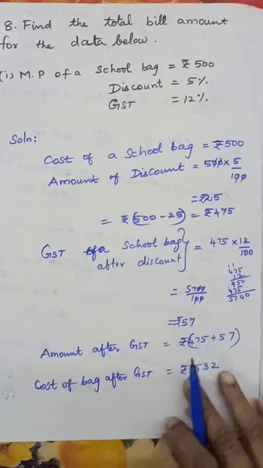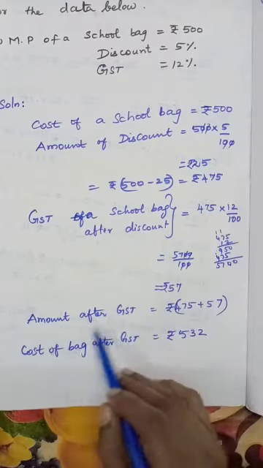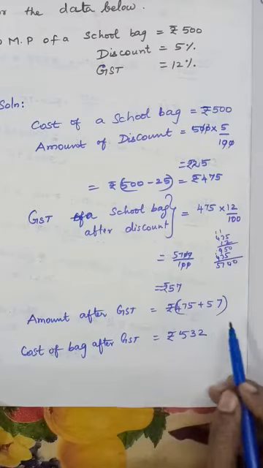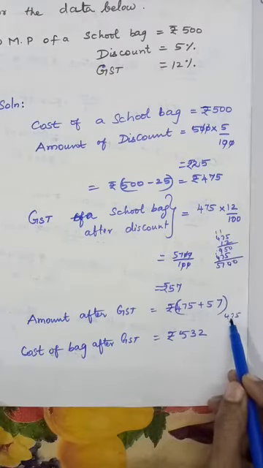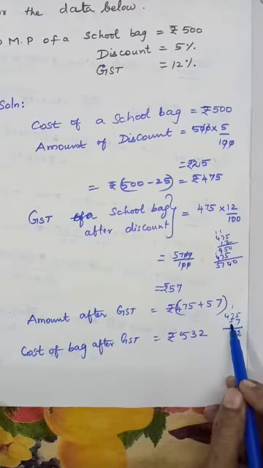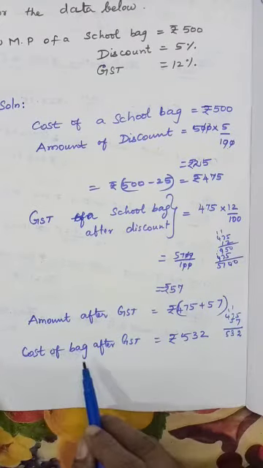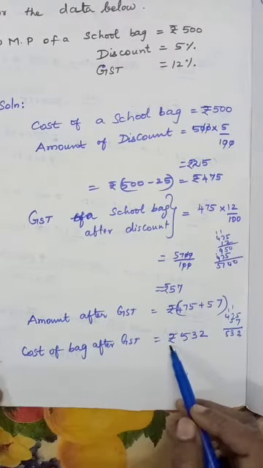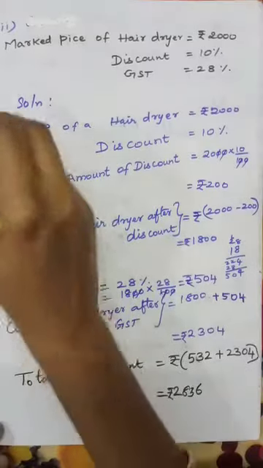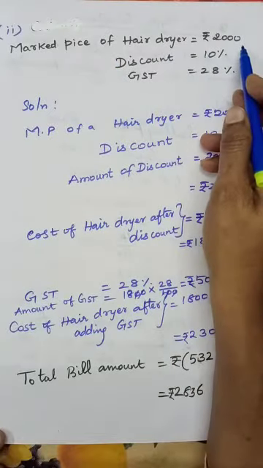Okay, now you have to add the GST with the amount. So the amount after GST is equal to rupees 475 plus 57. 475 plus 57. So 12, 2, remainder 1. Then 8 plus 5 is 13, 3, remainder 1, 5. So cost of bag after GST is equal to rupees 532.